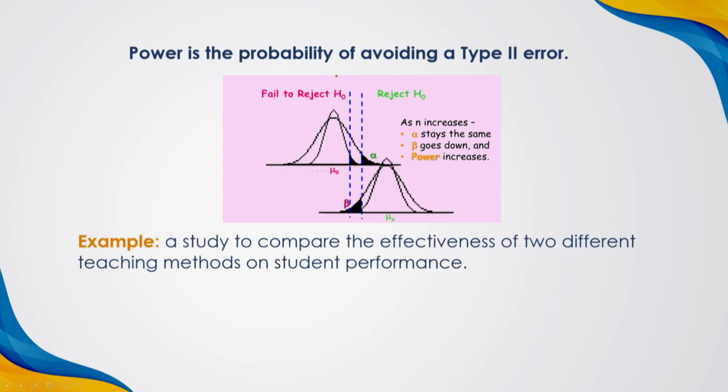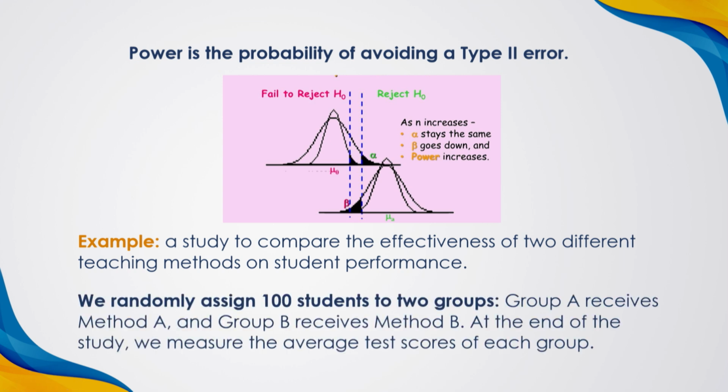Example: a study to compare the effectiveness of two different teaching methods on student performance. We randomly assign 100 students to two groups. Group A receives method A and group B receives method B. At the end of the study, we measure the average test scores for each group.